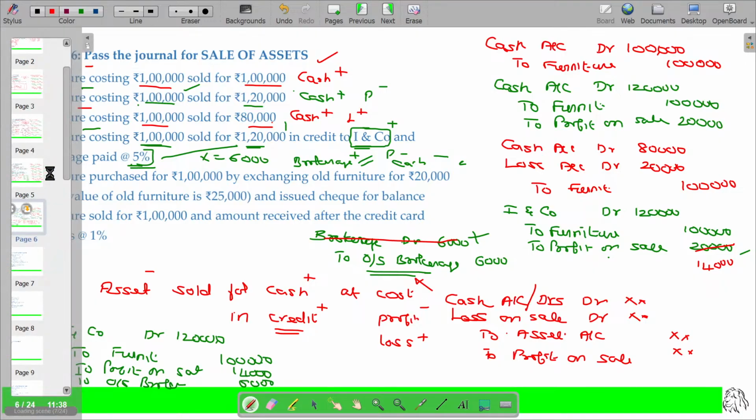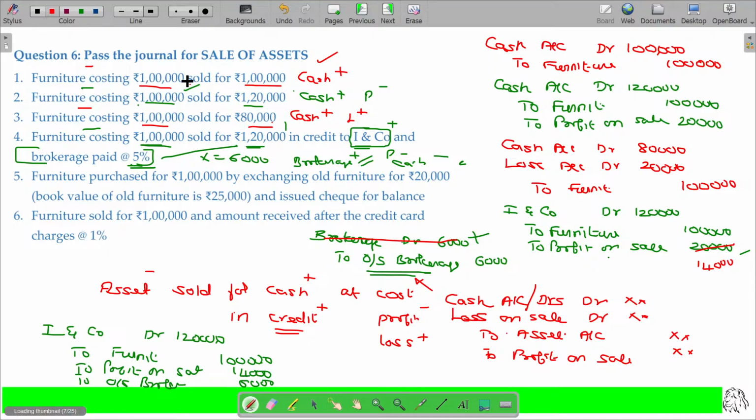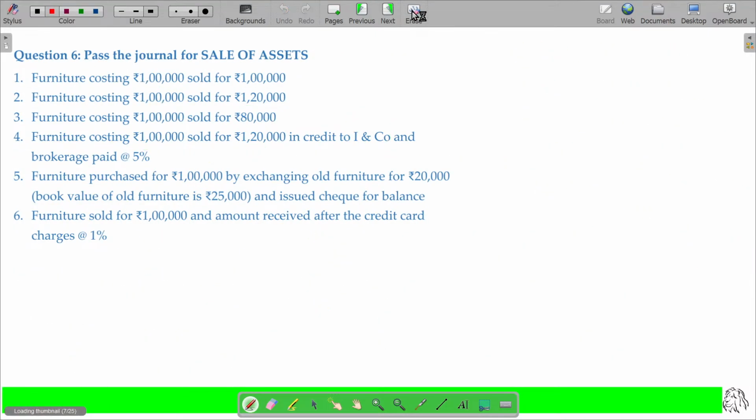Now, 5 and 6. Let's go for the fifth one. Furniture purchased for rupees 1 lakh by exchanging old furniture for rupees 20,000. Book value of the old furniture 25,000 and issued check for the balance. One of the beautiful illustrations.